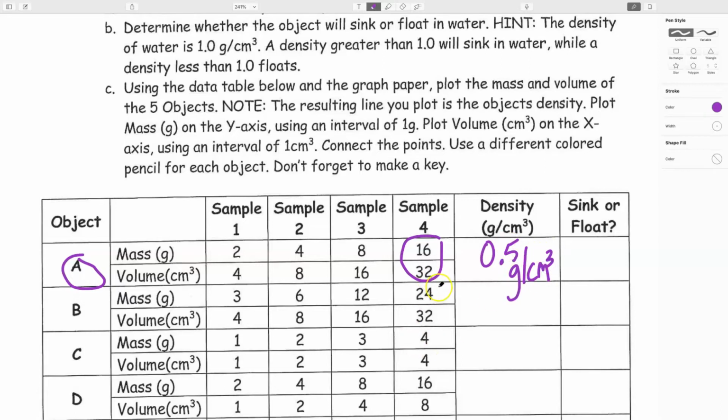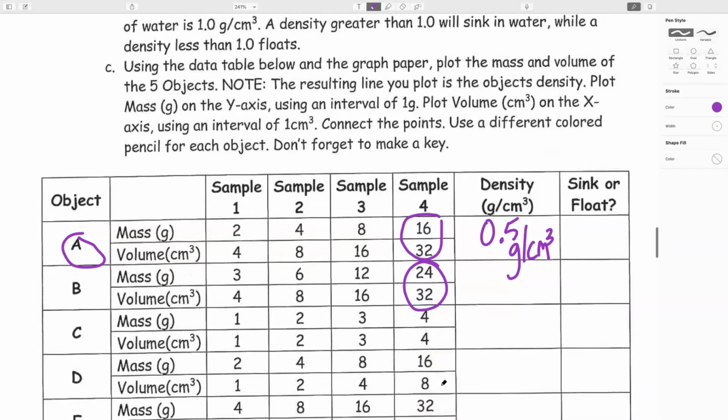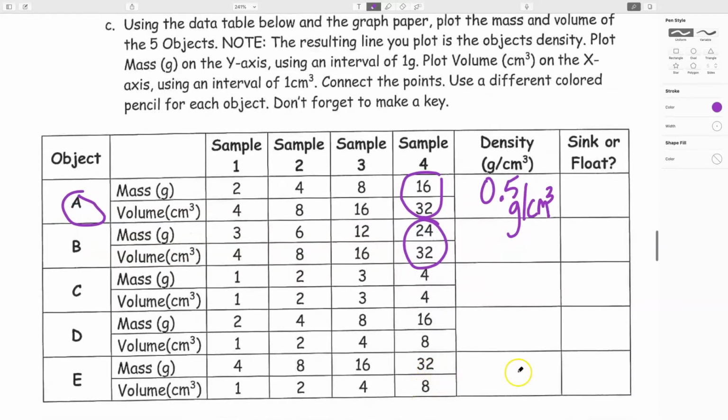And again, for this one you would do 24 divided by 32 to get your density, 4 divided by 4, which is obviously 1, to get your density, 16 divided by 8, which is 2, and then again, mass divided by volume, 32 divided by 8 to get your density.